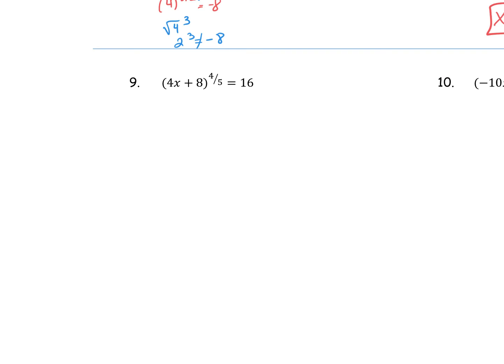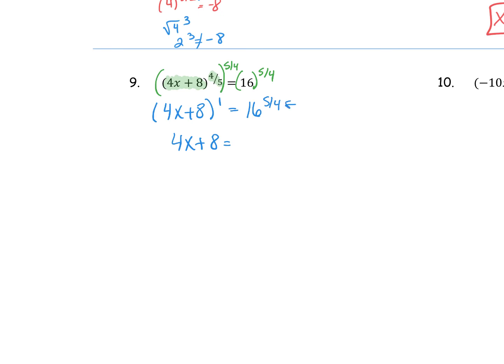All right, so on this side, again, I have a quantity. This whole part is in parentheses, so 4x plus 8 all to the 4/5 power. So I'm going to raise this whole side to the 5/4 power. And so what I'm going to be left with is 4x plus 8 to the 1st power, which is just 4x plus 8. And I have 16 to the 5/4 power.